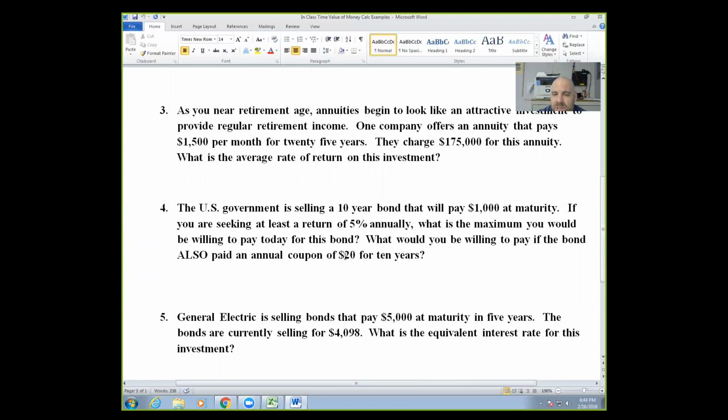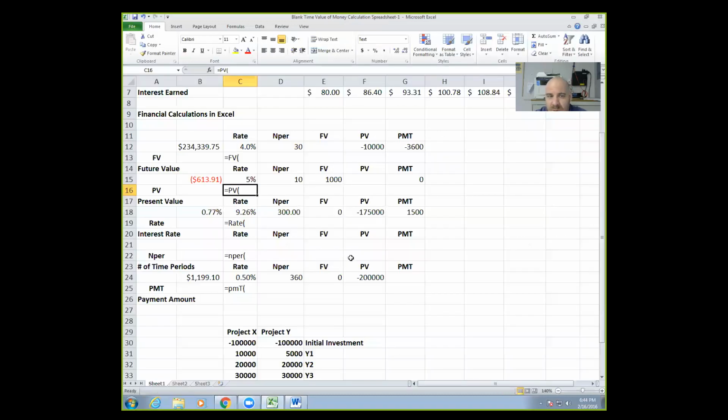So when we change it up here, we say, okay, all of this stuff stayed the same, but now we're also receiving $20 every year for 10 years. So what would we be willing to pay for that? So if I put in 20 here, is our present value going to go up or down? I would say go down, or go up, right? Let's see. It went up, yes. To 768.